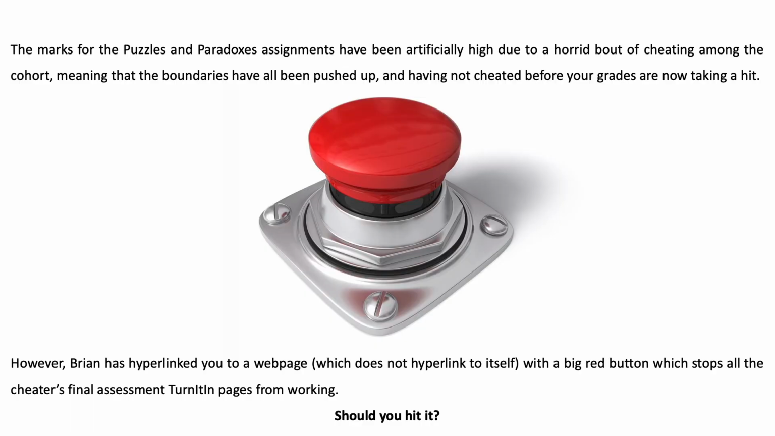Before I go, I'm going to leave you with one question. The marks for the puzzles and paradoxes assignments have been artificially high due to a horrid bout of cheating among the cohort, meaning that the boundaries have all been pushed up, and having not cheated yourself before, your grades are now taking a hit. However, Brian has hyperlinked you to a web page, which does not hyperlink to itself, with a big red button on it, which stops all cheaters' final assessment Turn It In pages from working. So, should you hit it?